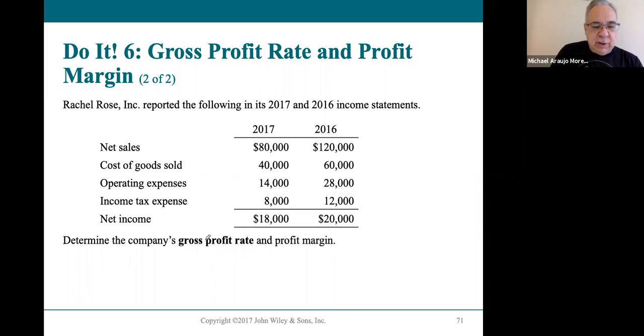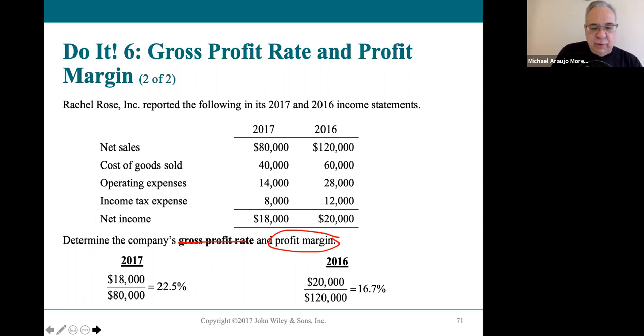For their profit rate, the profit margin rather, it's going to be the net income over net sales. And as you see, they increased from 16.7% in 2016 to over 22.5% in 2017. So they're keeping a lot more of every sales dollar as their profit. And that's a very good thing. That's a very healthy thing. Okay, questions?